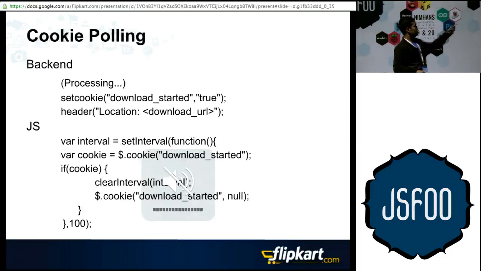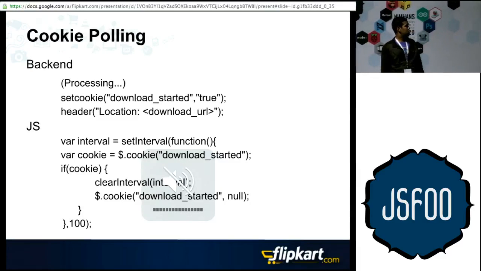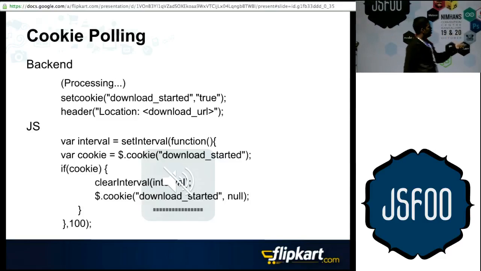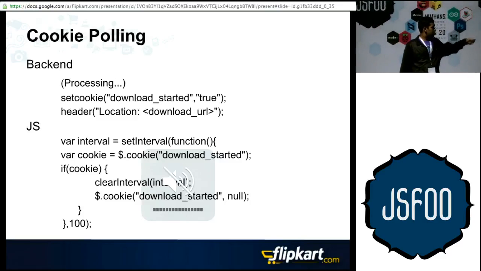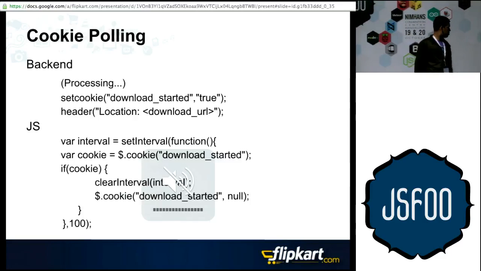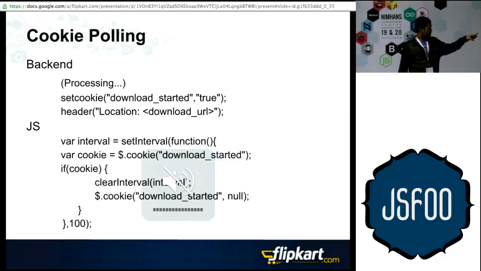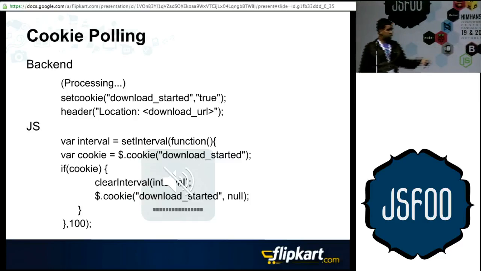This is how the code goes. In the backend, processing happens and it sets the cookie, download started true, and redirects to the download URL. On the JavaScript side, we have a setInterval function which keeps polling for the cookie every 100 milliseconds, and as soon as it sees that the cookie value is set, it sets it to null, clears the interval, and hides the loader.